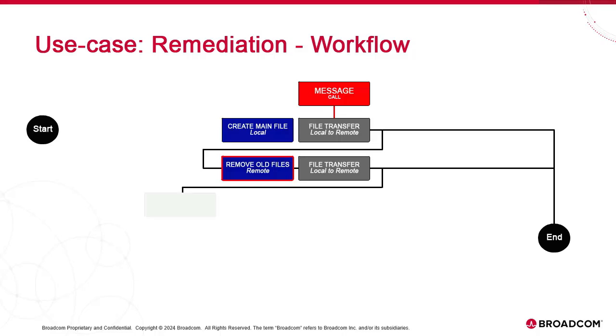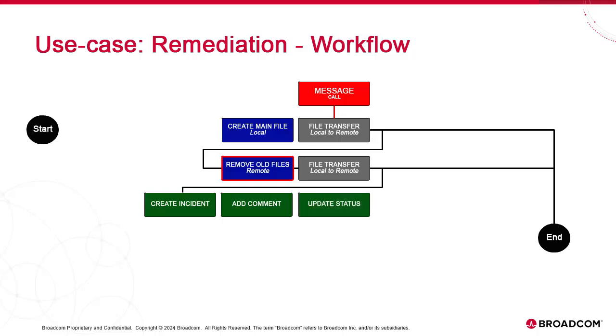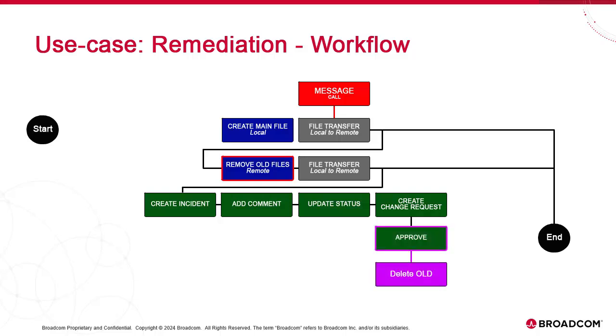Automic creates an incident, adds a comment to that incident, and updates the status to in progress. It then creates a change request, prompting an operator to delete the archives manually and then approve the change request. The workflow is suspended until the approval is given. Then the file transfer is attempted one last and final time.